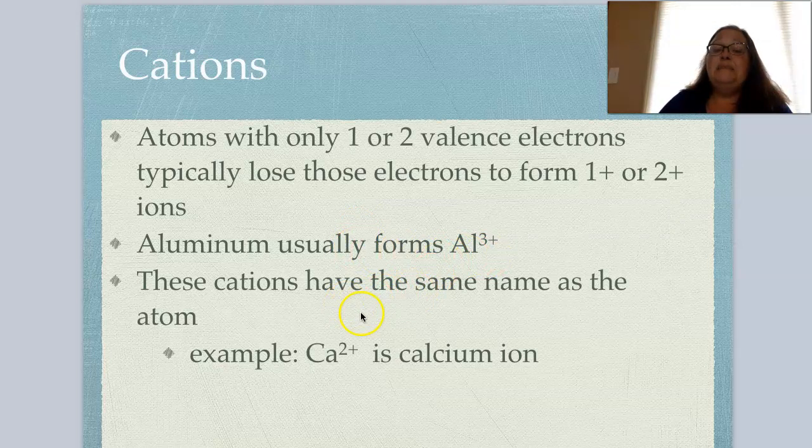And the way we name these cations is just with the name of the atom. So for example, calcium has 2 valence electrons, which means it's probably going to lose those 2 electrons to become calcium 2+, and we just call it the calcium ion.